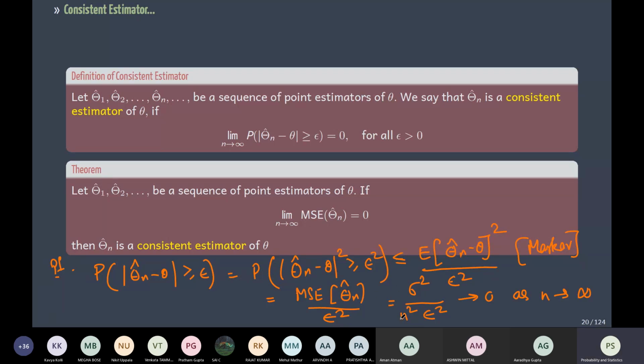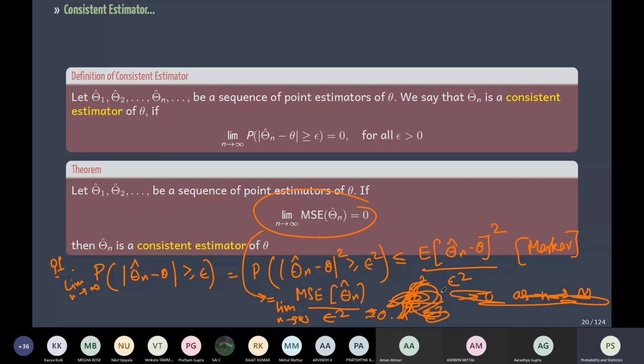Even if you don't write this part, you can apply the limit on both sides. The limit as n tends to infinity of the MSE of theta hat n is given to be 0, so this overall is equal to 0. You don't have to assume even this; generally you are given that the MSE goes to 0. Then it satisfies the condition for being a consistent estimator.